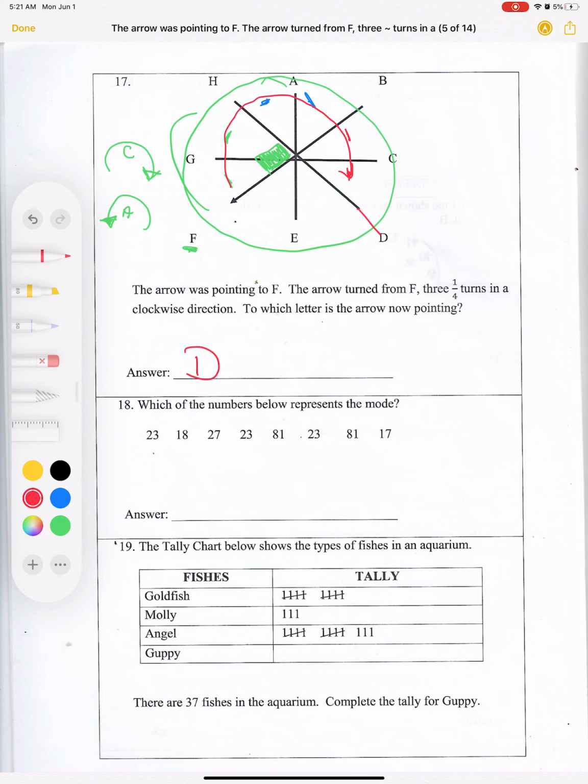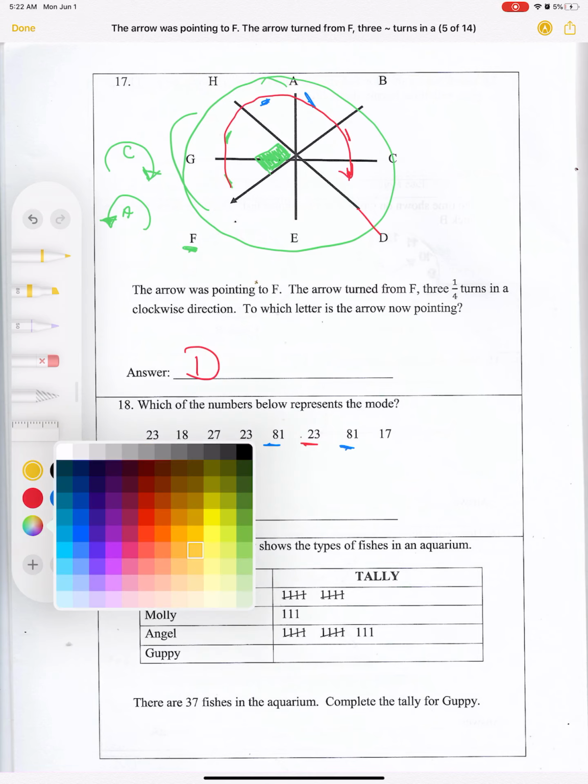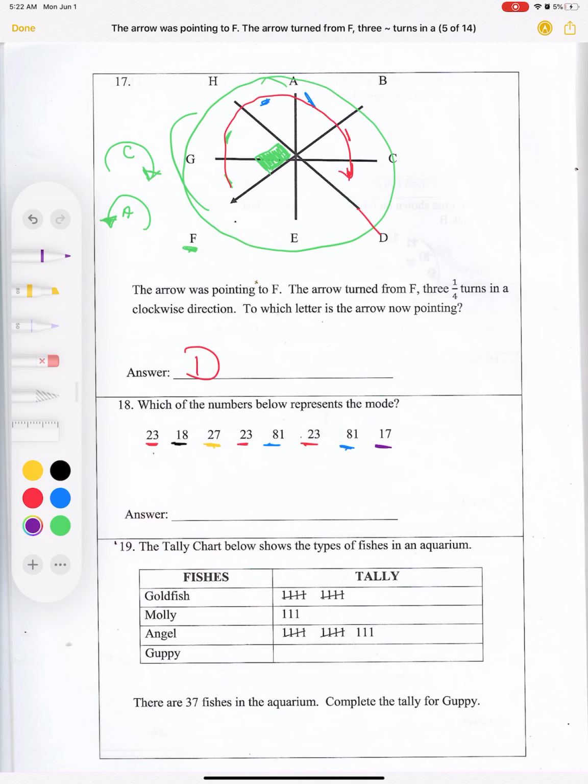Which of the numbers below represents the mode? I'm seeing 23 here. I'm seeing 23 again. I'm seeing 23 again. I'm seeing 81 and 81. Some people's eyes will see this as 81. Please be careful. That is not 81. All right, 181. And then there's 127. All right, then there's 117. Good. Which color are you seeing the most of? Red. 23 is the mode.